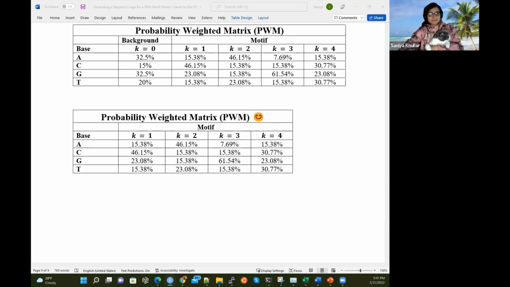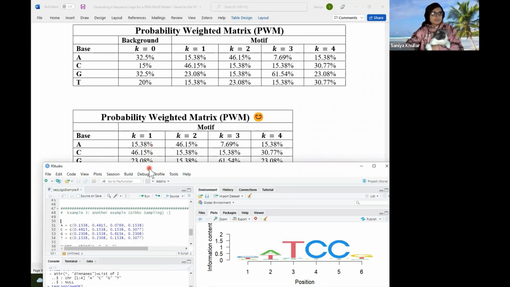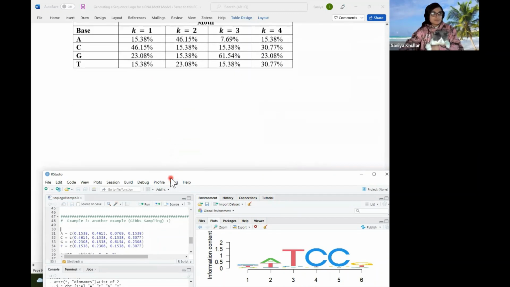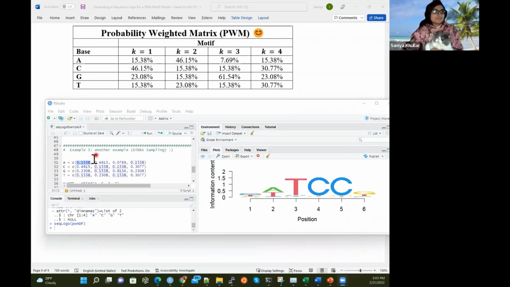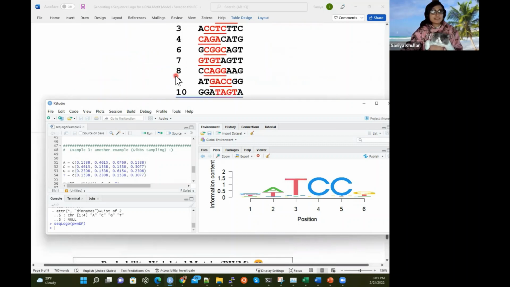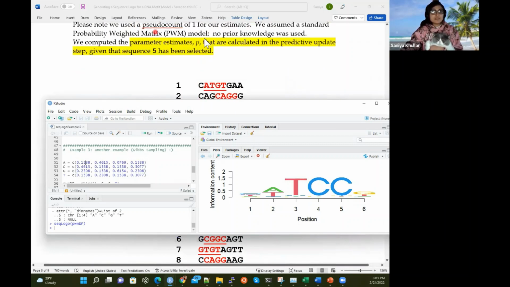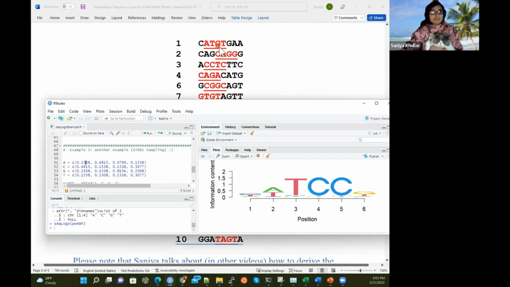So let's do that. For this example 3, I just put in these probabilities that we've been working with. Basically, this means a 15.38% chance of an A being in the first position of the motif. It's 4 bases long, which is the width that we were looking for. And then a 46.15% chance of an A being in the second position of the motif. And again, 4 bases, because the motifs that we were given here were all 4 bases long.